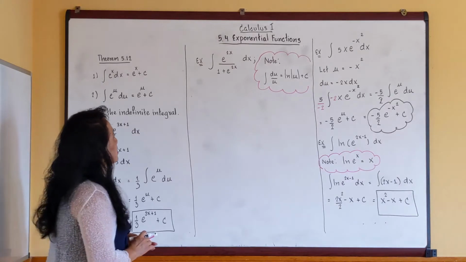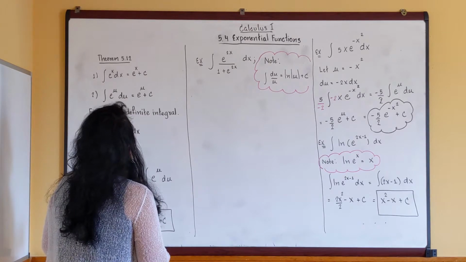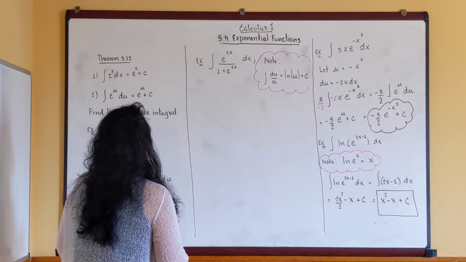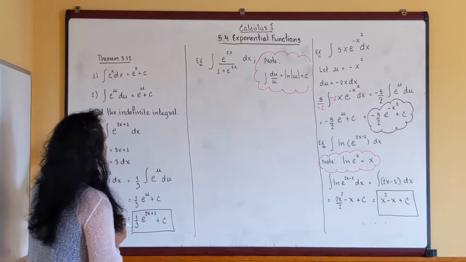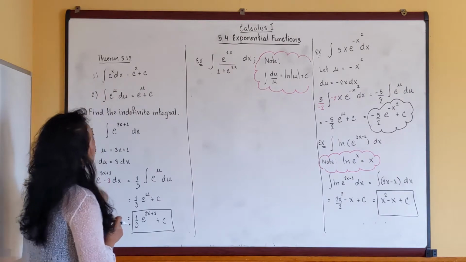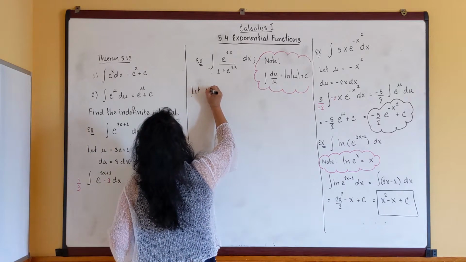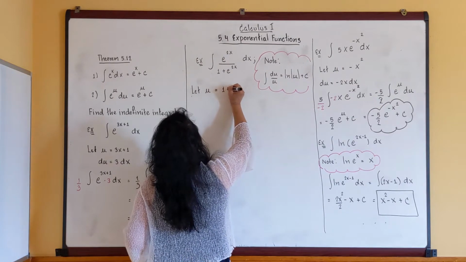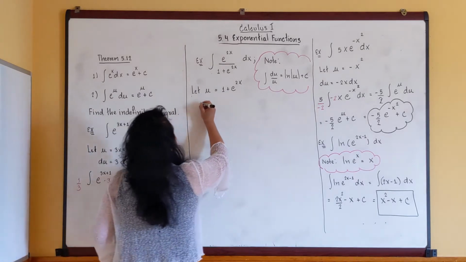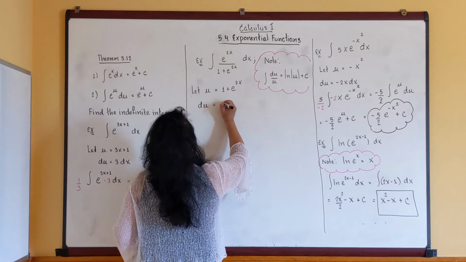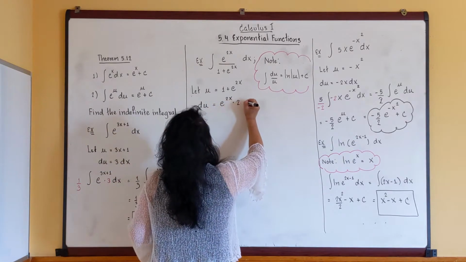Alright, now let's look at the next example. I have to find an integral of this. I'm going to use the formula right here because the first and second formulas don't work. So I'm going to let my u be equal to 1 plus e to the 2x. I'm going to try to apply the formula here. My du would be e to the 2x, and the derivative of 2x is 2 dx.